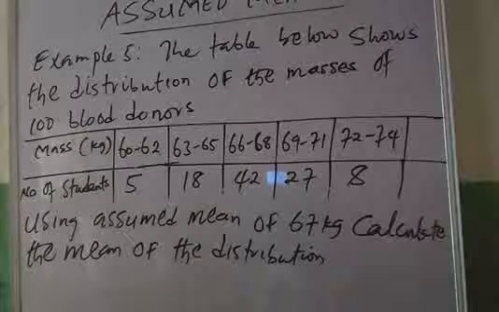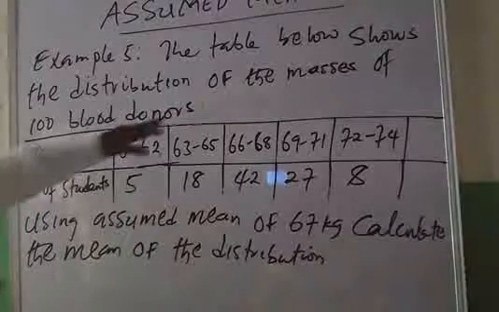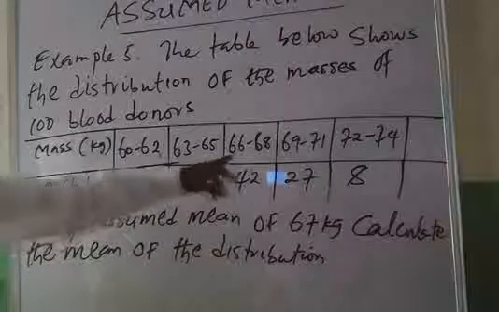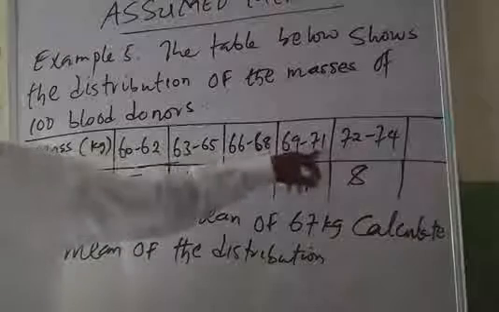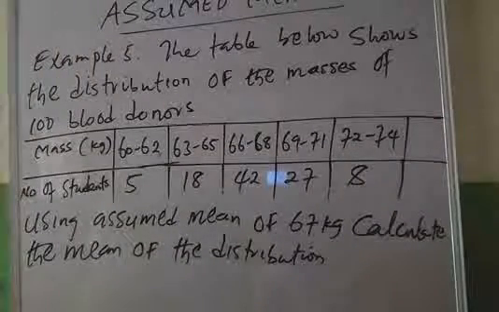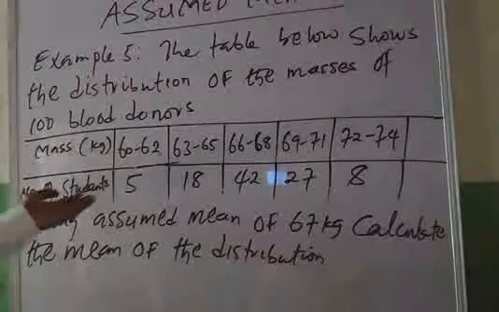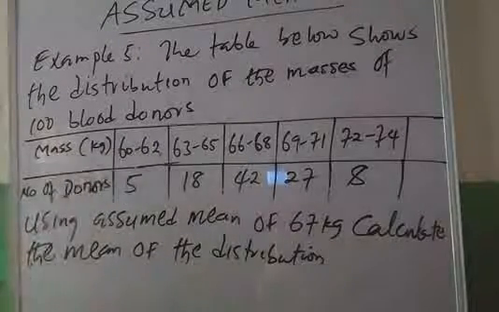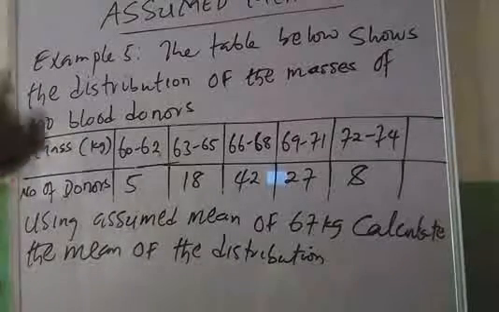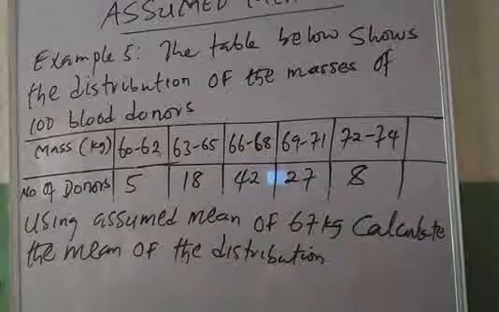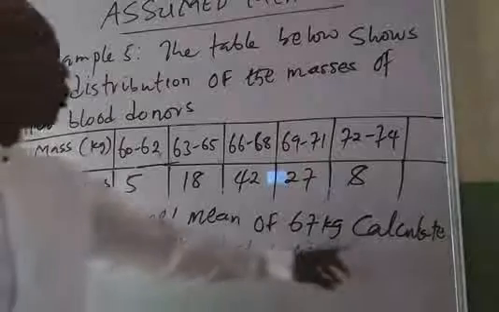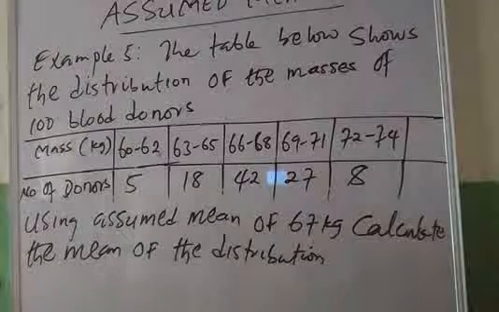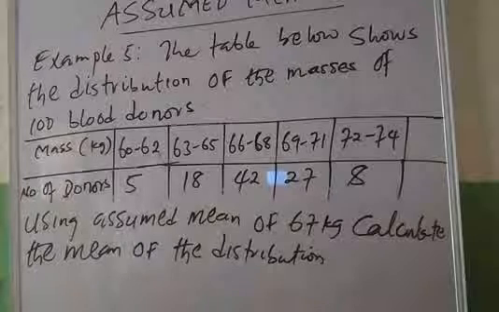Now, example 5. The table below shows the distribution of the masses of 100 blood donors. You have their mass in kilogram: 60 to 62, 63 to 65, 66 to 68, 69 to 71, 72 to 74. And these are the number of donors: 5, 18, 42, 27, and 8. Using the assumed mean of 67 kilogram, calculate the mean of the distribution.